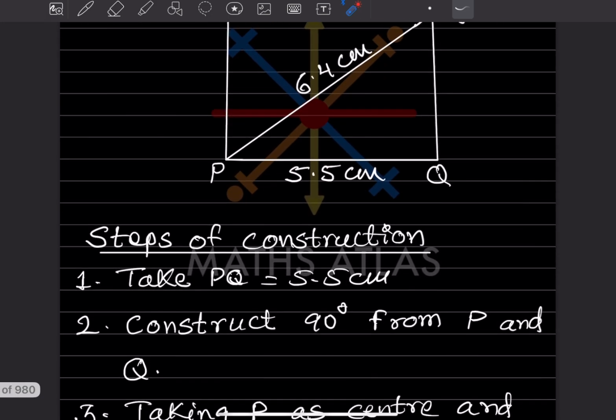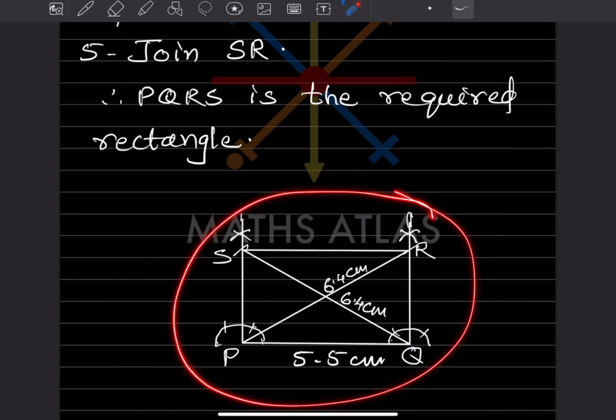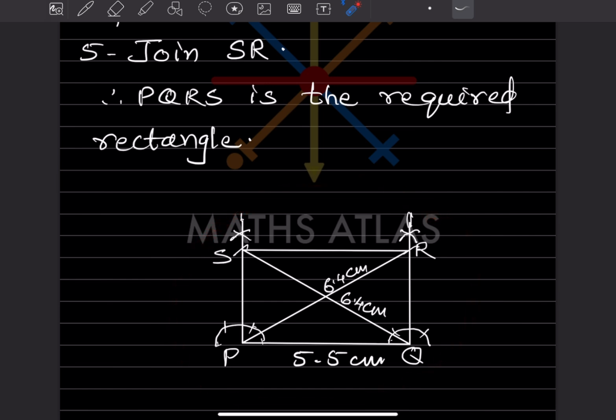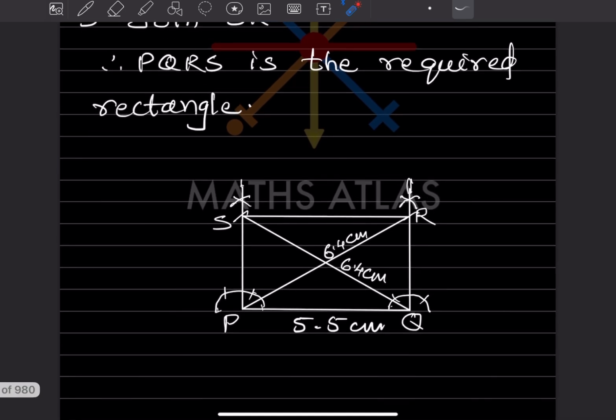So we'll see the steps of construction. So this is the construction. This is not the actual measurement. You can do it by taking the actual measurement. So first, I'll just show you the construction and then I'll show you the steps, the written part. Now, because PQ is given here as 5.5, and because it's a rectangle, this should be the same, and this should be the same.